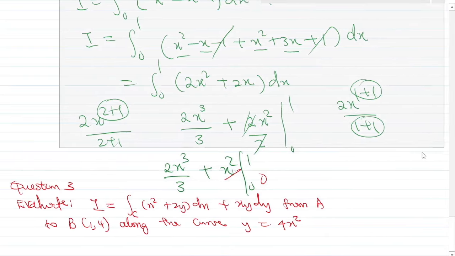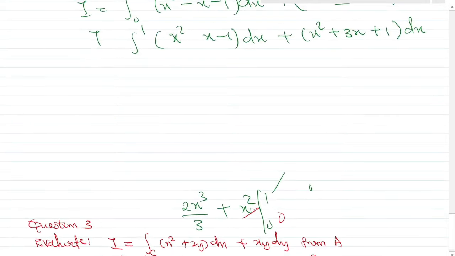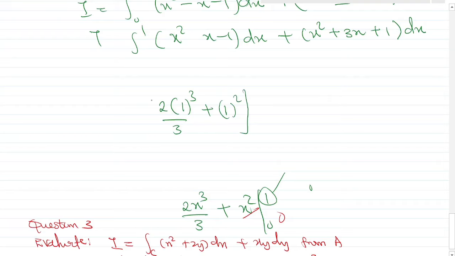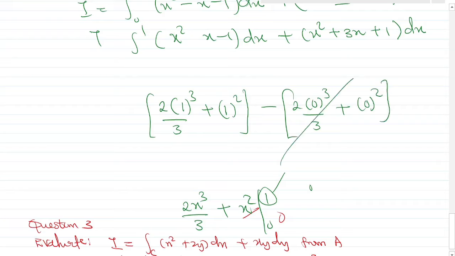So let's complete that. From here we can have 2. Now you can put the upper limit, which is 1. That will be 1 to the power of 3 divided by 3 plus 1 squared. Now minus the lower limit. When you put 0 for x, it is 0 divided by 3 plus 0 squared. So everything here will be 0, right? So we are left with 2 over 3 plus 1.